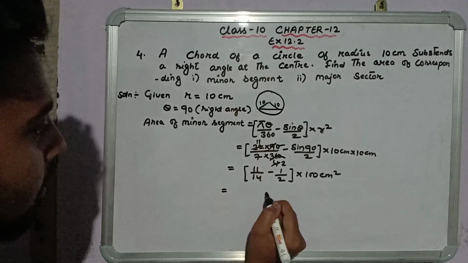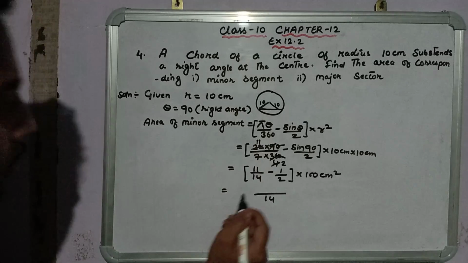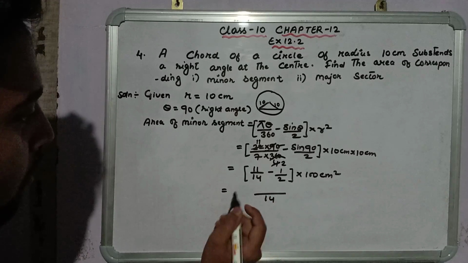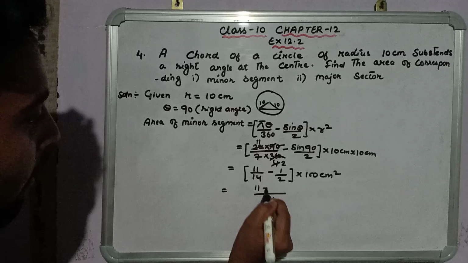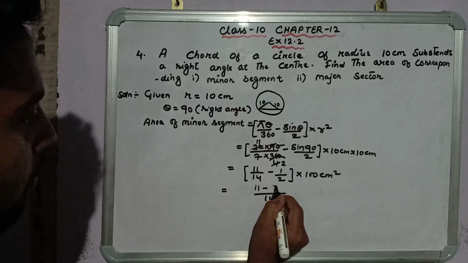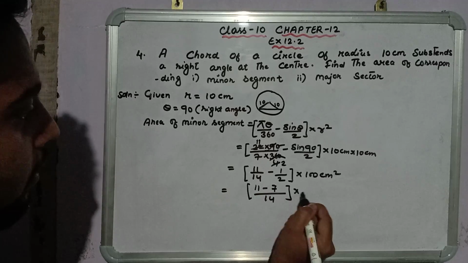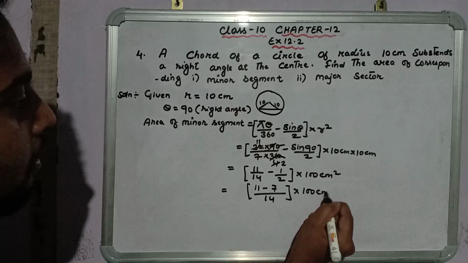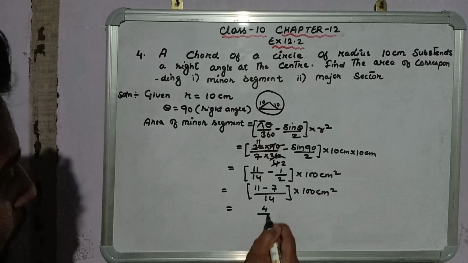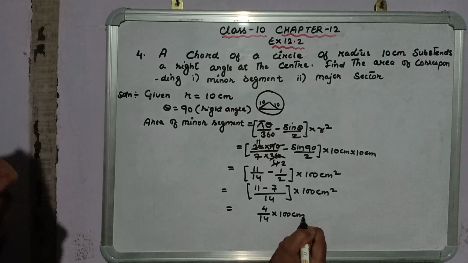So we will be taking LCM. So LCM of 14 and 2 will be 14. So 14, how many times 14? It will be 1 times. So 1 into 11 it will be 11, minus 2, how many ja 14? So 2 7 ja 14, 7 1 ja 7, into 100 centimeter square. So 11 minus 7 it will be 4 by 14 into 100 centimeter square.